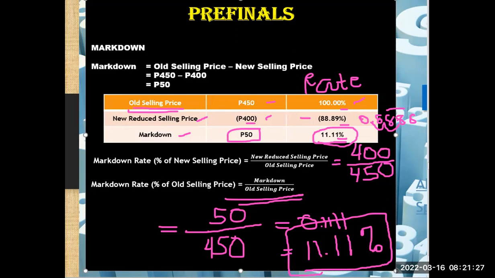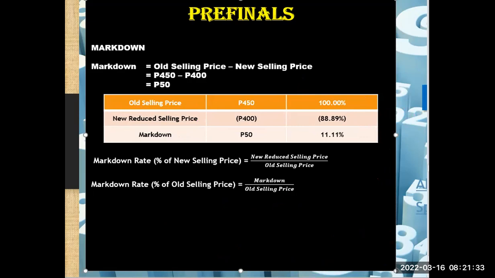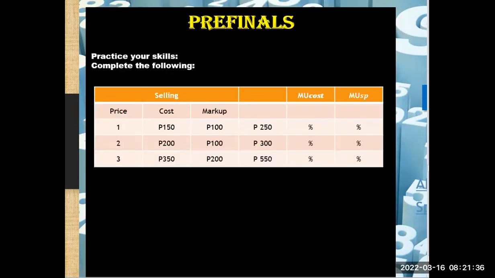Next. Let me clear first and then move to another. So let's practice all your skills. Let's complete the following. We have a column for selling price, with product 1, product 2, and product 3. And then we have the cost: 150 for the first, 200 for the second, and 350 for the third product.